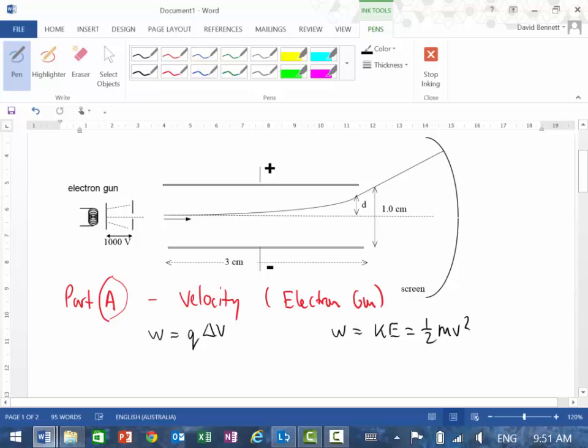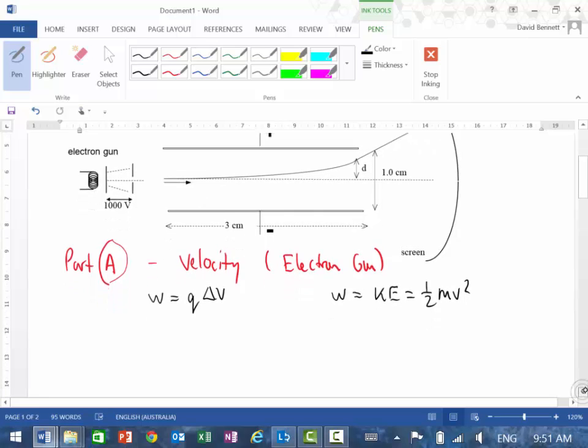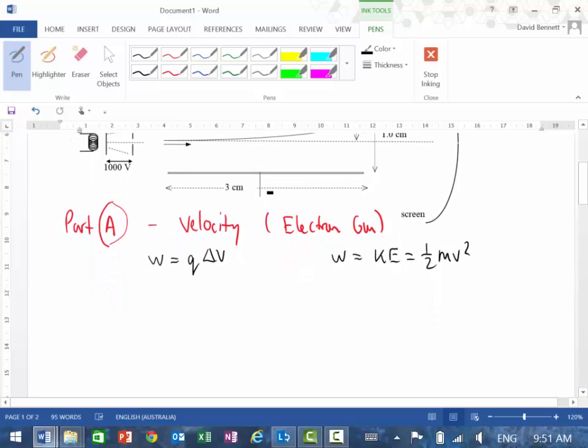And we could rearrange that formula to work out the velocity. So velocity is equal to the root of 2 KE all over the mass, and that will give you the velocity of your particle. So we have to work this out first of all.